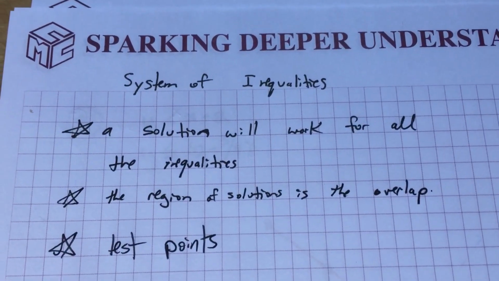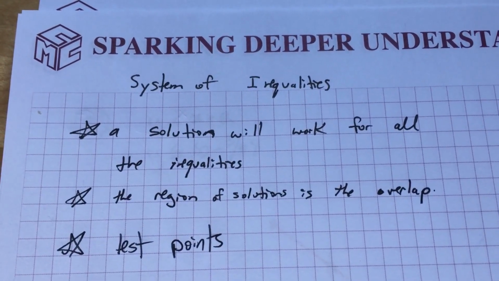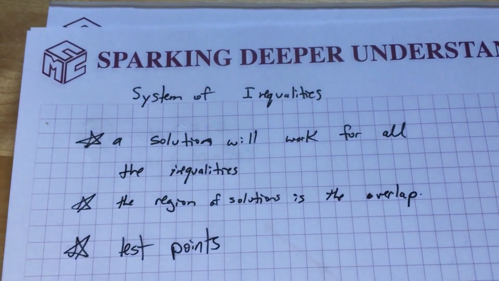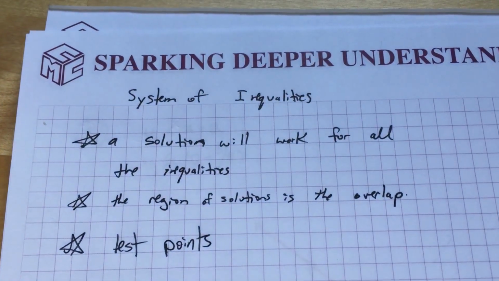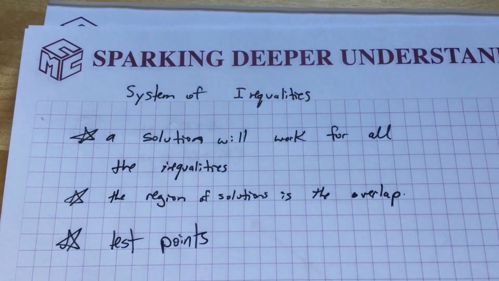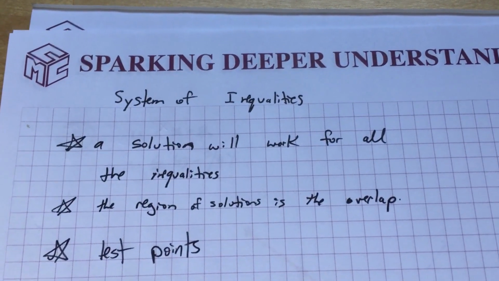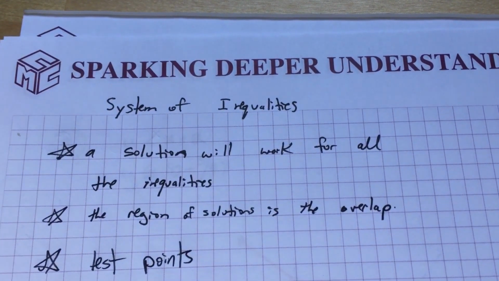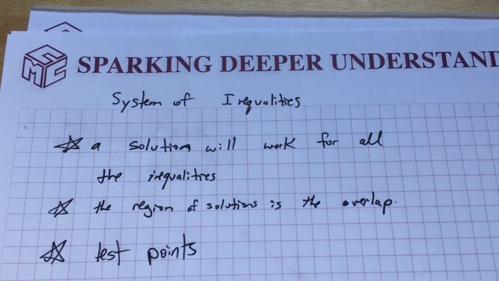So today we're going to focus on system of inequalities, which is very similar to system of equations, except system of equations either had one solution, no solution, or an infinite amount of solutions. System of inequalities will always have multiple solutions unless it has no solutions, because we're looking for the overlap of the two or more inequalities that we draw.